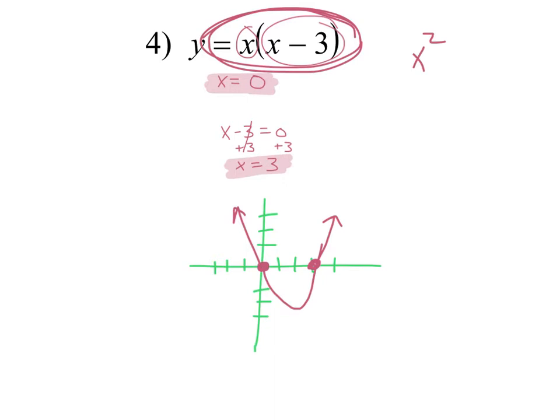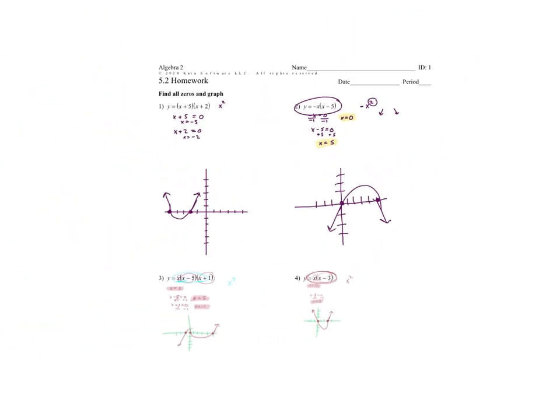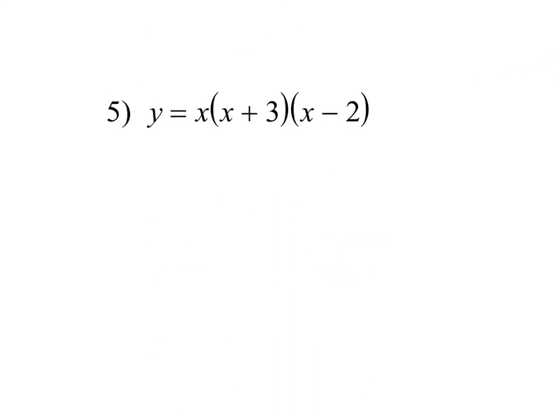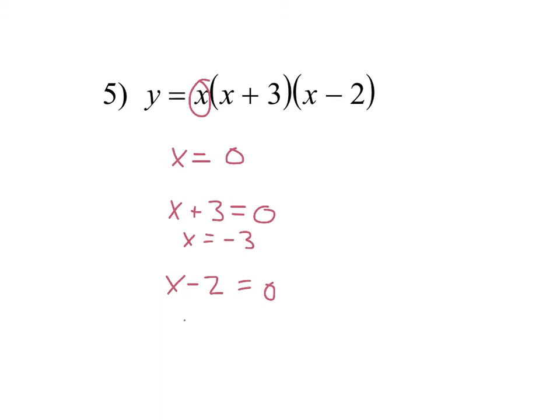Any questions on this one? Okay, let's go to number 5. What do we do here? So x is equal to 0. So in our second equation, we have x is equal to, and in our last one, x is equal to. And now we need to graph it.